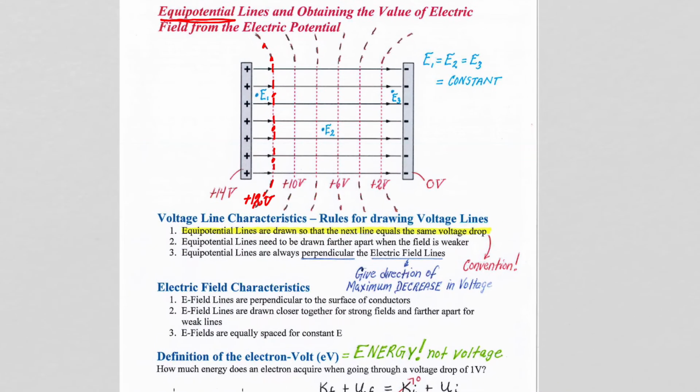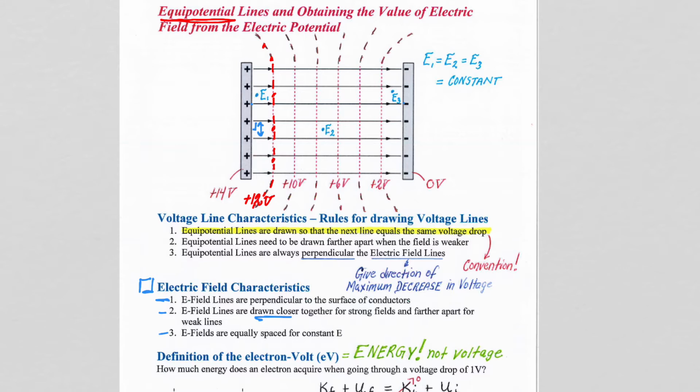So before we get too involved with our voltage lines, let's go back and look at our electric field characteristics. E-field lines are drawn perpendicular to the surface of conductors, so we have that in there. That is true. Field lines are drawn closer together in stronger fields and further apart in weaker fields, so the blue lines are closer together in strong fields and further apart in weaker fields, and equally spaced for constant E. So that's what we're looking at here. E fields begin on positive and end on negative, so we have a uniform electric field.